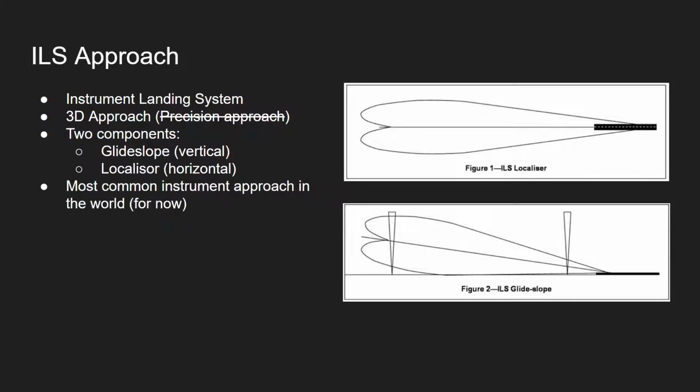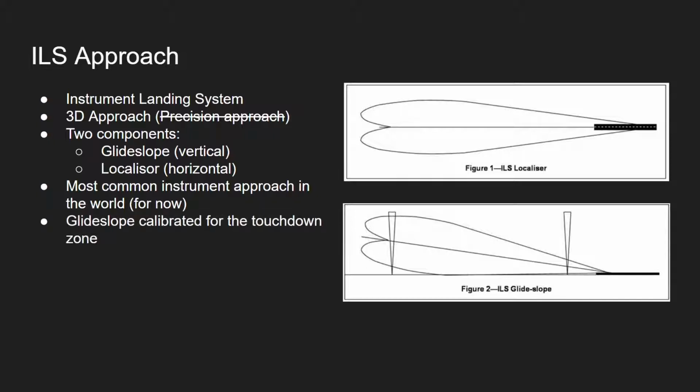For now, it's the most common type of instrument approach in the world, and it has been for a very long time. I say for now because RNAV and RNP are going to take over. The reason is that they're more accurate, they allow you to create more flexible approaches, and they're a heck of a lot cheaper to maintain and to certify. In my opinion, in the next few years we're going to see ILS becoming less and less common as more aircraft become equipped with the ability to perform LVP procedures using RNAV and RNP.